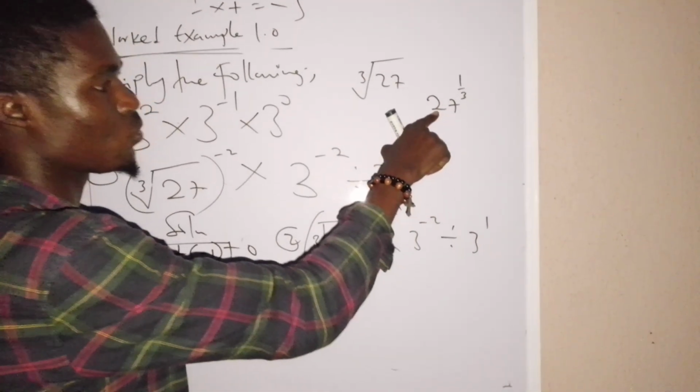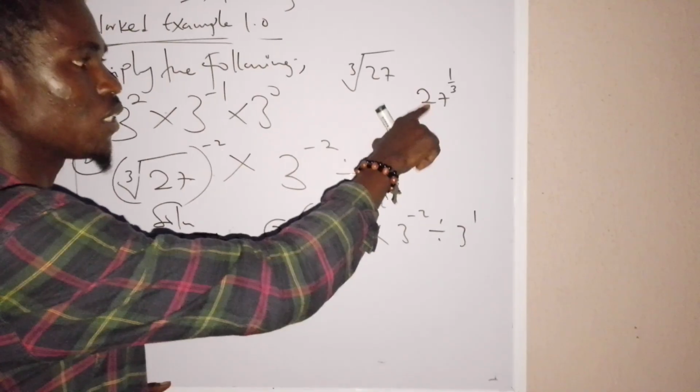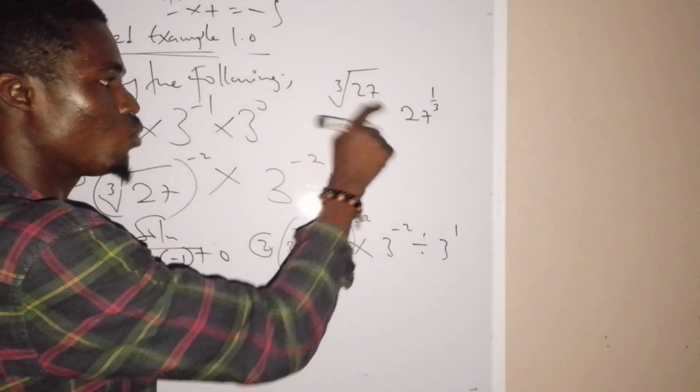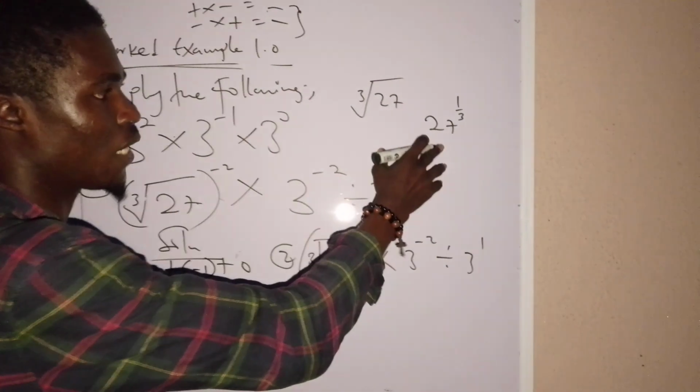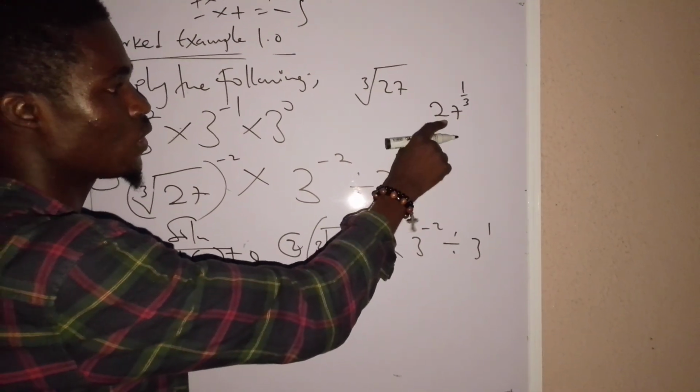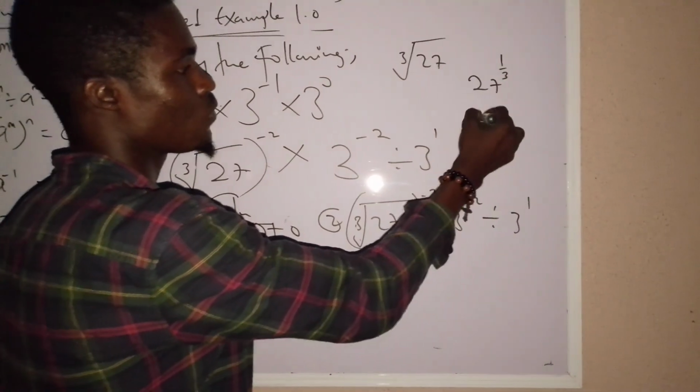So what's the index of this one? So far you can find the index, find it. Except if it's not possible for you to find the index, you leave it like that. But look at it very well, think rationally and critically of whether you can find this index. So what's the index of 27? The index of 27 is 3 raised to power 3.